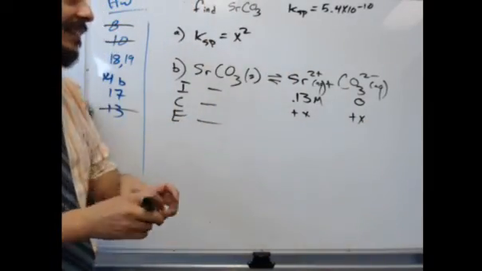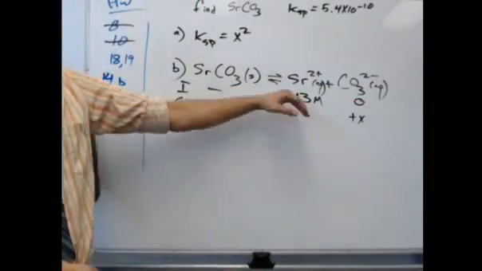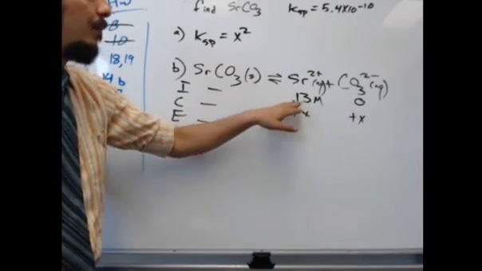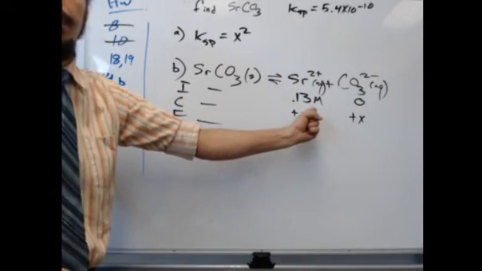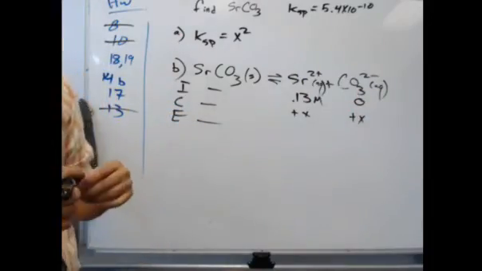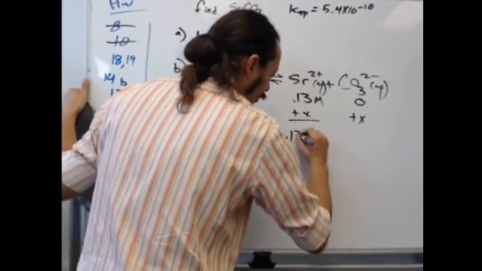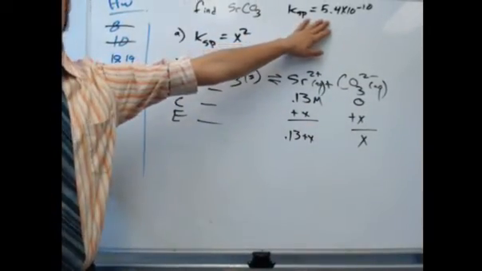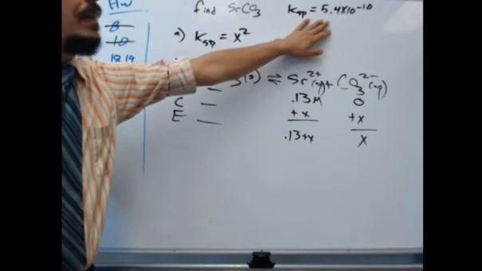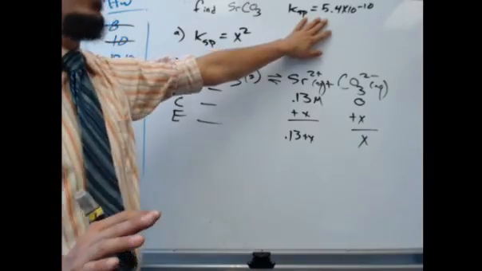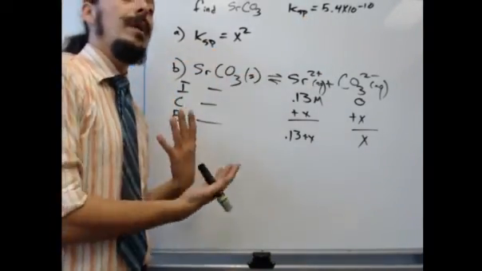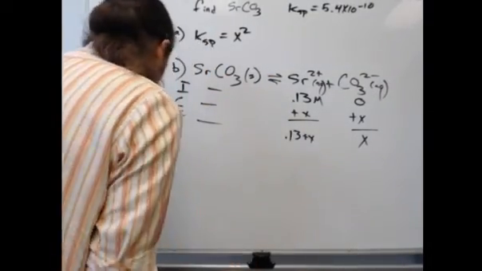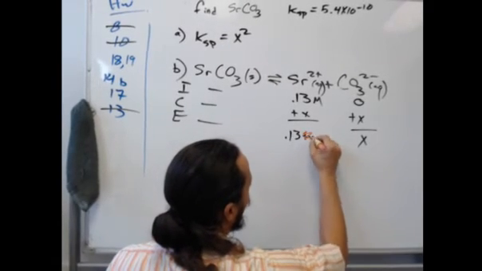The reason it's plus x is, again, remember, I have to check the 0. Technically, we should do Q versus KSP, but since our products have a 0 value, 0.13 times 0, Q is going to be 0. So that means I have to make more products in order to get to equilibrium. I'm going to have 0.13 plus x, and I'm going to have x. And again, is 5.4 times 10 to the minus 10 a small number? Yes. Is it small compared to 0.13? Remember, we're always saying small compared to something. Yes, definitely. So we can use the x is small approximation.